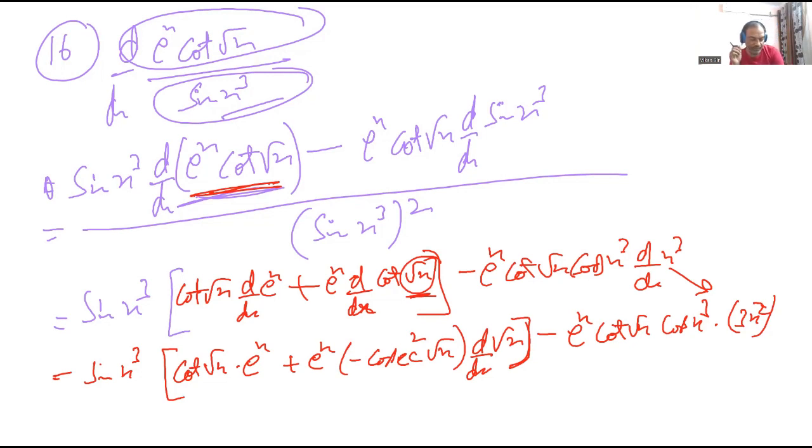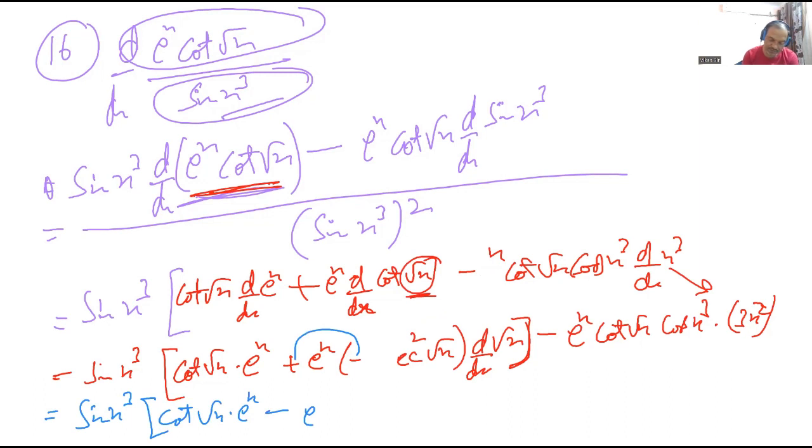I am very much clear to you. Okay, fine. Now the next thing and the last thing is, if I go with this, I will be having sine x cube in the bracket, cot root x times e power x plus e power x. Now this plus minus will give you the sign of minus.